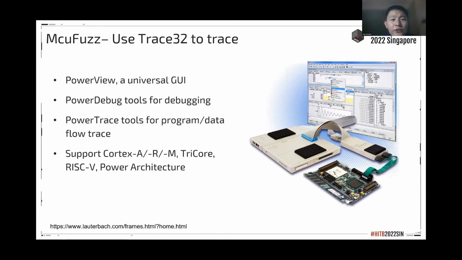The PowerDebug is used for debugging and also supports on-chip trace. The PowerTrace can support off-chip trace, and it has much more high-speed memory to store trace data in real time. Most importantly, Trace32 supports almost all chips, including ARM Cortex-A, Cortex-R, Cortex-M, but also TriCore, RISC-V, and so on. Our MCUFuzz tool uses only the Cortex-M support.